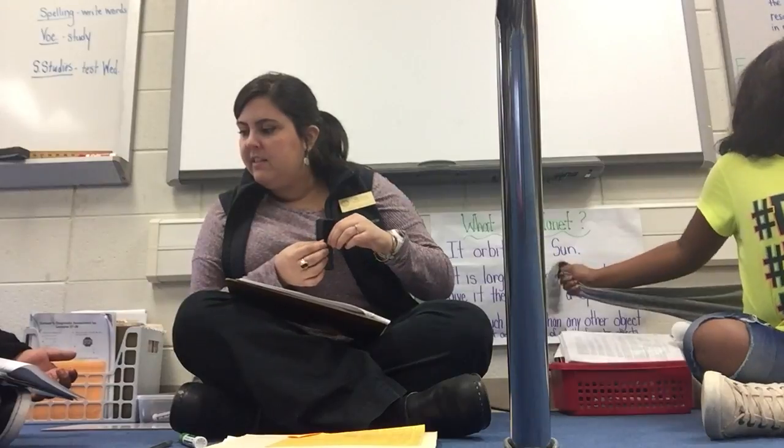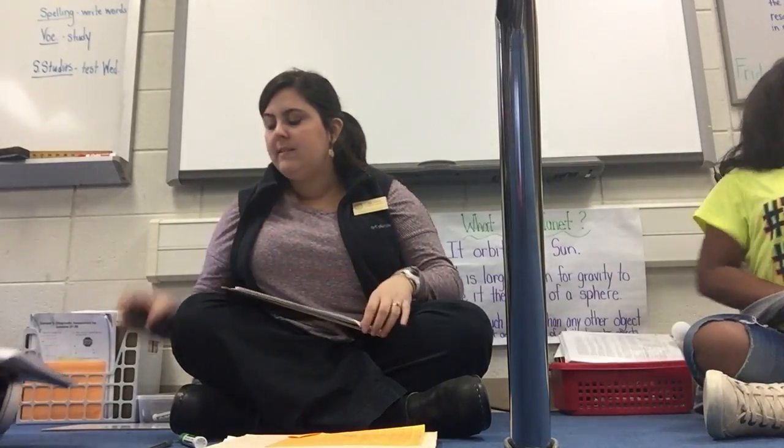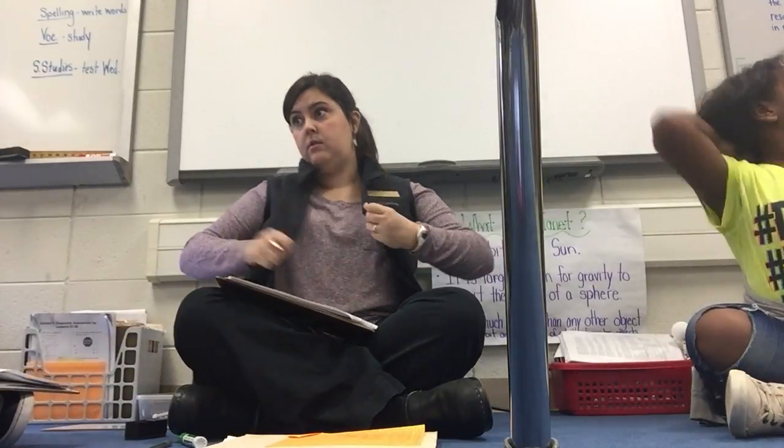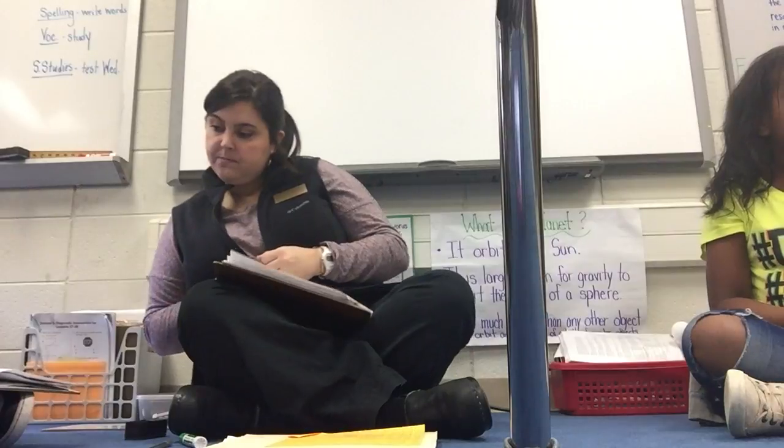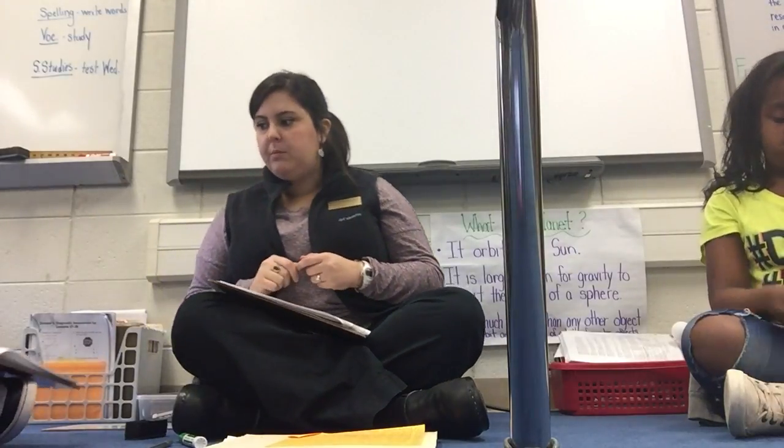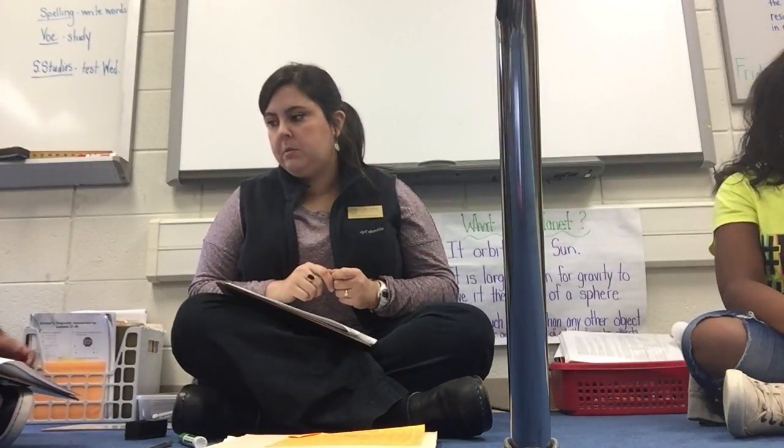Which digit is in the hundredths place in the decimal? So I have 1.73. Which number is in the hundredths place? B, which is 3, would be correct. 3 is in the hundredths place.